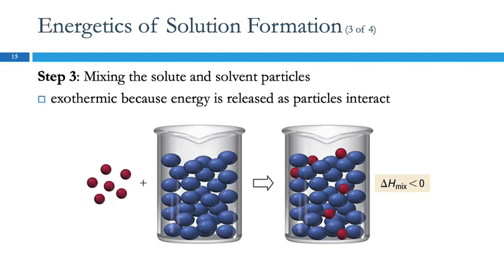And then we can take the separated solute and separated solvent particles and mix them together and allow them to interact with each other. So this is going to be exothermic because there are forces of attraction between these. And as these are attracted, it's going to release energy into the surroundings. So delta H for the system is negative. We're calling that delta H mix for the mixing.